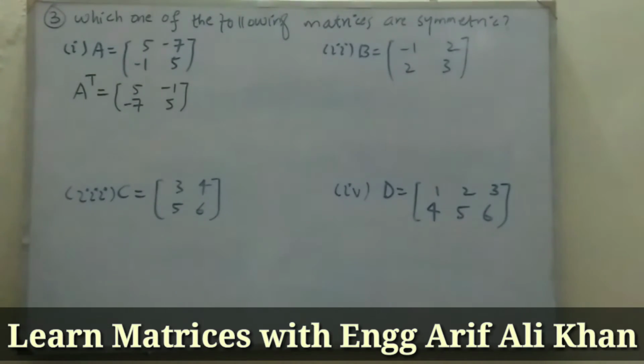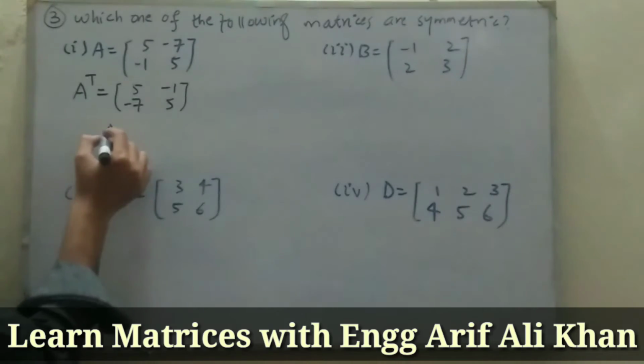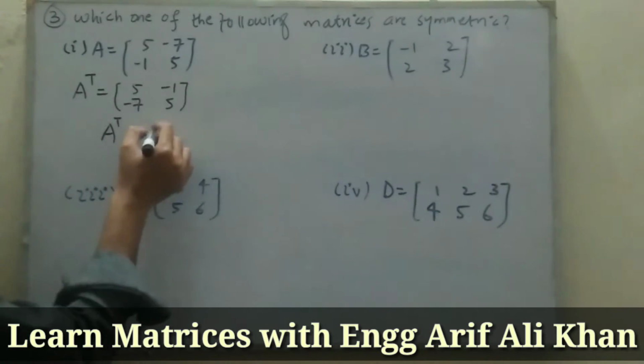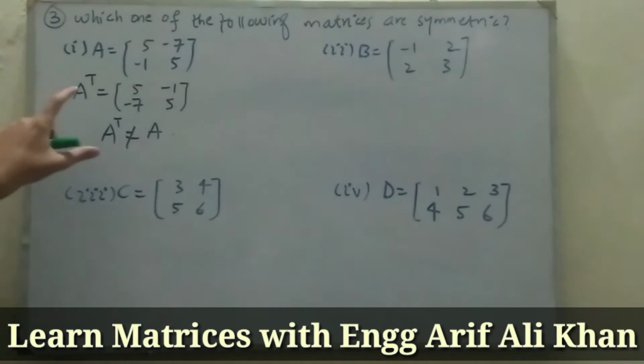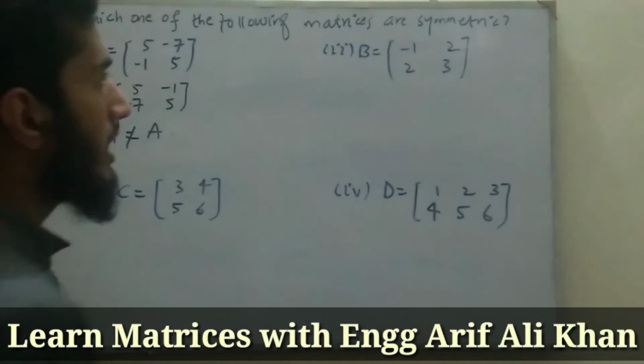So these are not equal to each other. A transpose is not equal to A. So this is not the basic definition of symmetric matrices. So this is not a symmetric matrix. Now let's check part 2.